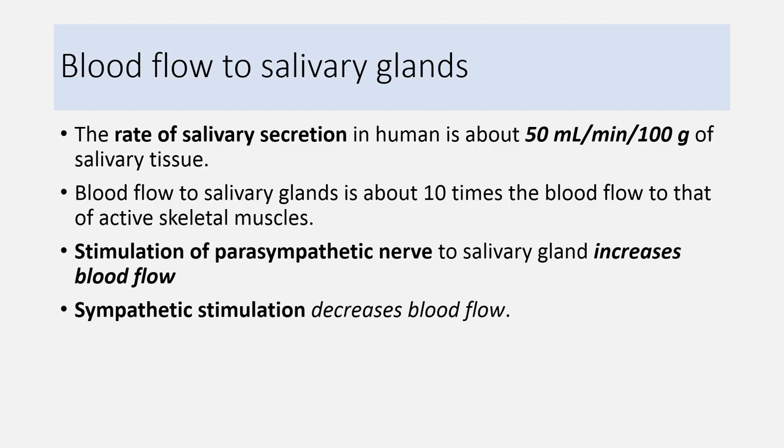The rate of salivary secretion in humans is about 50 ml per minute per 100 gram of salivary tissue, and blood flow to the salivary gland is about 10 times the blood flow to active skeletal muscles. Stimulation of the parasympathetic nerve to the salivary gland increases blood flow, and sympathetic stimulation produces vasoconstriction and decreases blood flow. A decrease in blood flow decreases salivary secretion, and an increase in blood flow by the parasympathetic system increases salivary secretion whenever parasympathetic activity increases.